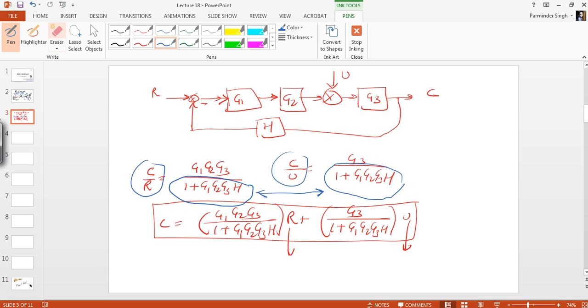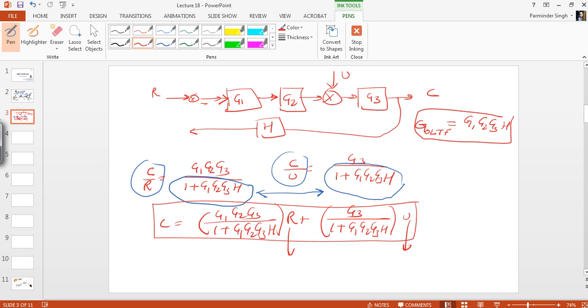Now suppose my closed system becomes an open system. That means there is no feedback going back. So what will be the overall open loop transfer function? It will be nothing but the product of G1, G2, G3 and H. So let's say the open loop transfer function G will be nothing but G1, G2, G3, H, because all the blocks are in series, so they get multiplied.